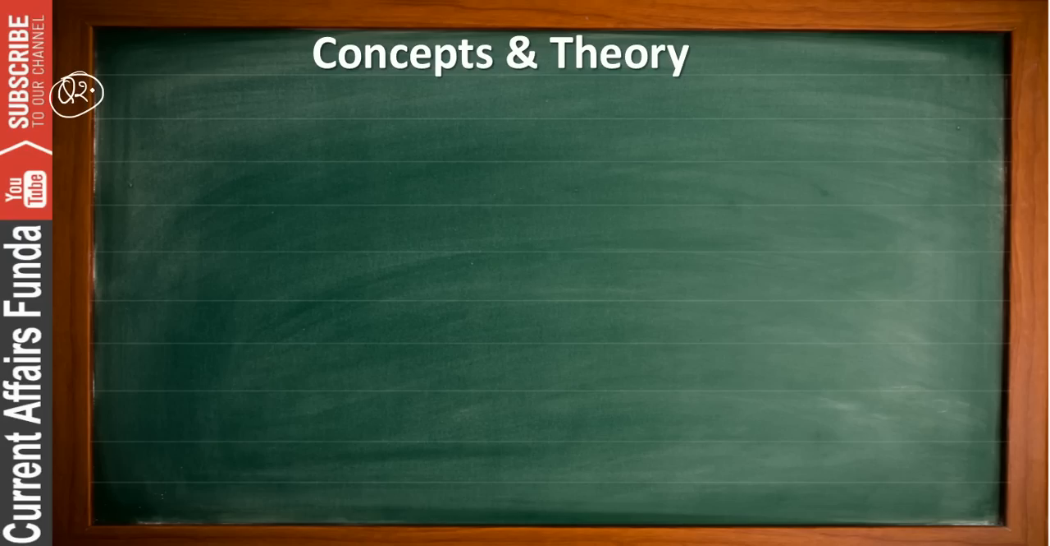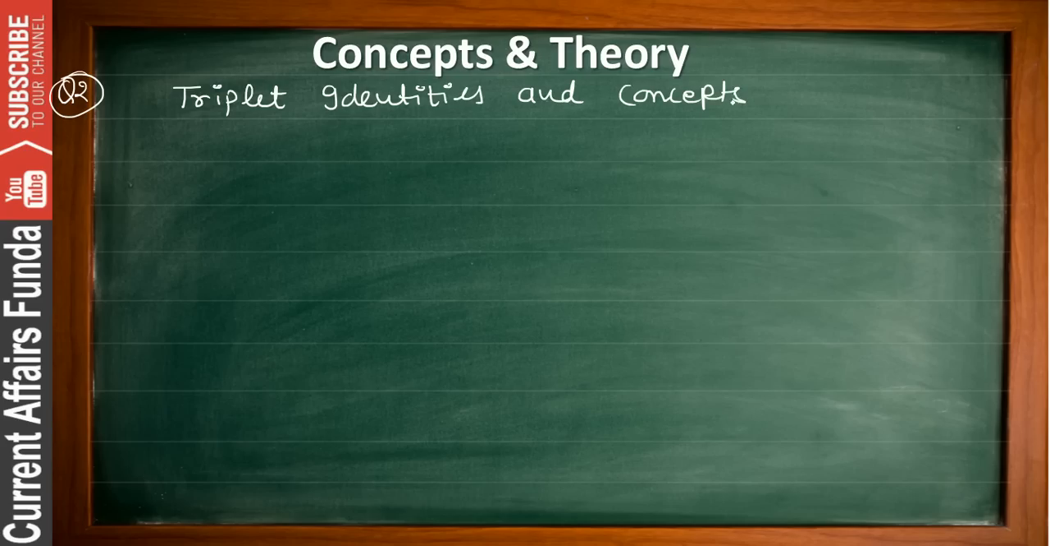So friends, second question. Before moving to the second question, there are some identities and concepts for you. These are called the triplet identities and concepts. Okay, so what is the meaning of triplet? First of all, we have already discussed in part 2 and 3 what is the meaning of triplet, but I am also giving you a brief description about triplet.